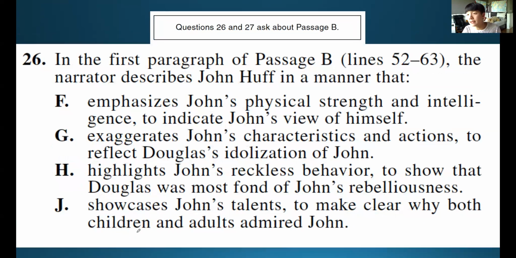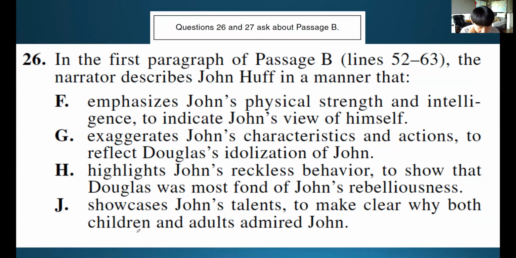So, Passage B. At this point, if you're not familiar with Passage B, I encourage you to pause the video and read Passage B again, or at least familiarize yourself with Passage B. And these two questions are only about Passage B, not about Passage A.